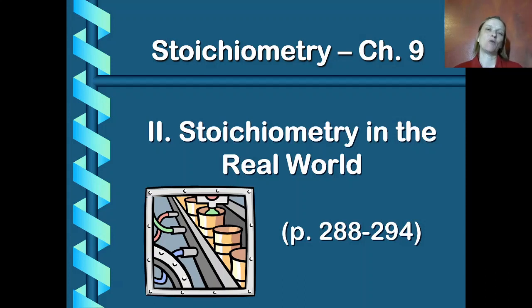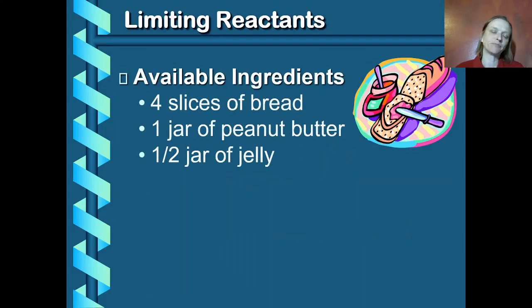Okay, folks, we've learned how to do stoichiometry. We can convert from grams of one substance to grams of another substance. Why is this useful? Why do we have to use this in the real world? Why is this important? Let's do a thought exercise first.